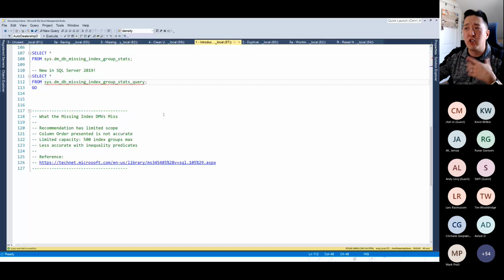So that's just a brief introduction to the base tools. Now let's actually get into the exercises of dealing with duplicate indexes and then redundant indexes.